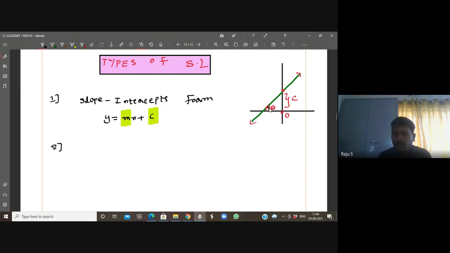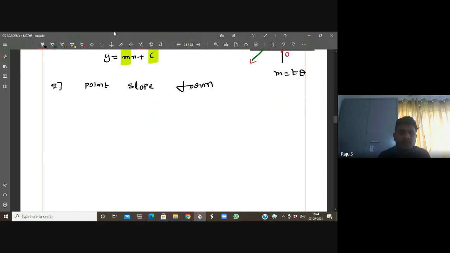When theta is given, is it difficult to find m? m is equal to tan theta. We can use the tan theta formula, then we'll get m, and substitute here. Surely they'll give the y-intercept c value in the question. Substitute the c value and m value, and you'll get the line equation. The second one is point slope form, and the graphical representation for this.